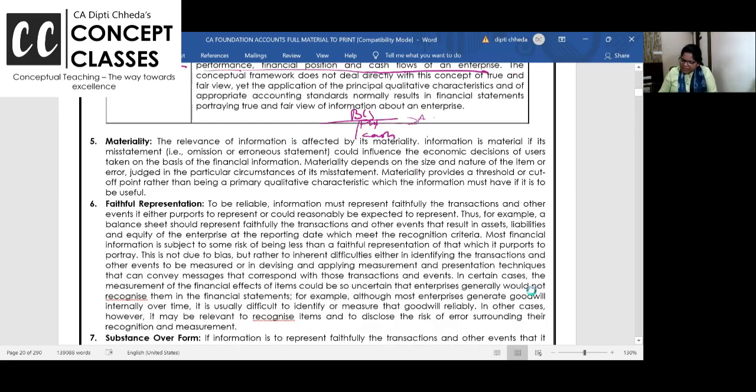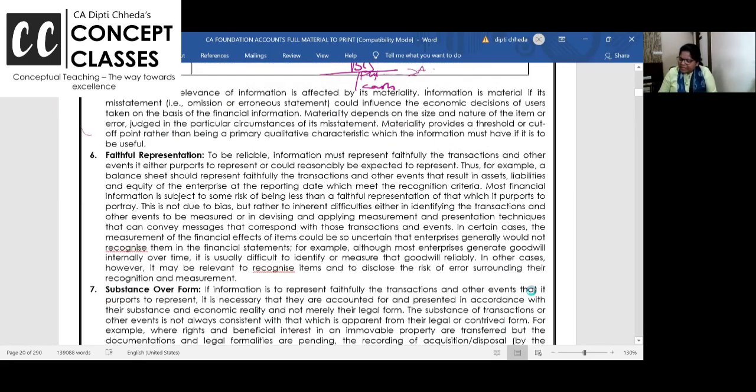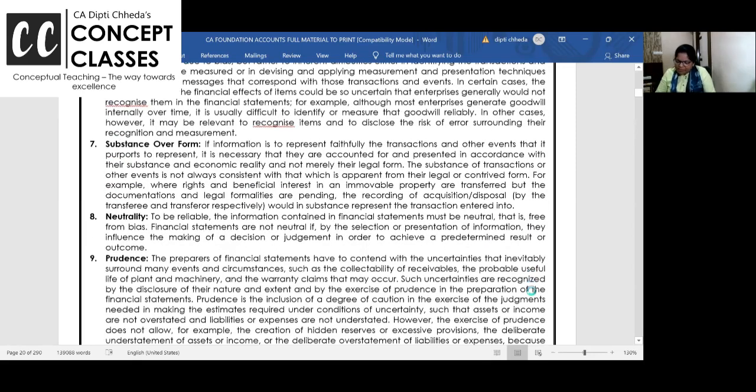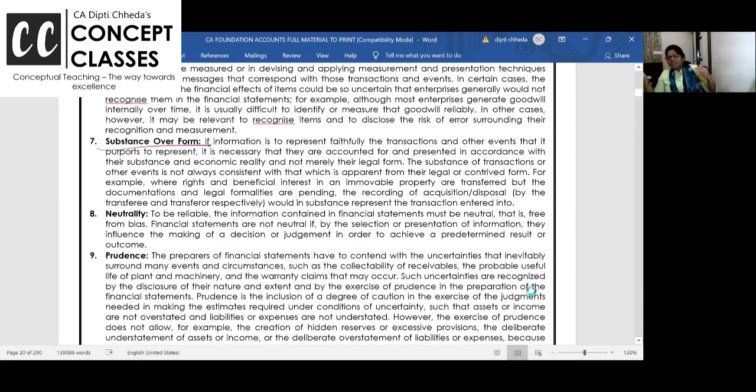Then next, the qualitative characteristics are the same. All material items should be presented. Please give it a reading once. I'm not asking you to mug up. Give it a reading so that you are able to write it. Faithful representation. Again, another name for reliable data. Substance over form. So many times you have to go beyond the legal form. The best example for substance over form is hire purchase.